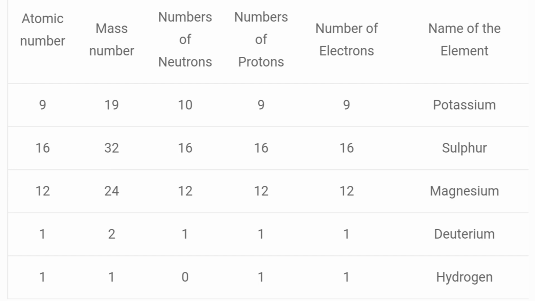Then next, atomic number 12, mass number 24, number of neutrons 12, number of protons 12, number of electrons 12, name of the element magnesium. Atomic number 1, mass number 2, number of neutrons 1, number of protons 1, number of electrons 1, name of the element deuterium. Then last, atomic number 1, mass number 1, number of neutrons 0, number of protons 1, number of electrons 1, name of the element hydrogen.